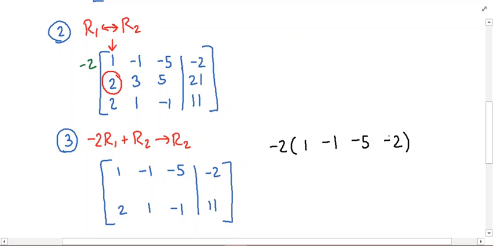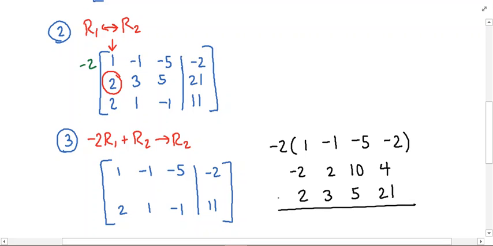Again, write out your work. You're less likely to make a mistake. So we're going to get -2, +2, +10, +4. Go ahead and add the second row back to that. Go back to the previous matrix, get the second row. We add: -2 plus 2 is 0, 2 plus 3 is 5, 10 plus 5 is 15, 4 plus 21 is 25. So that is our new second row.